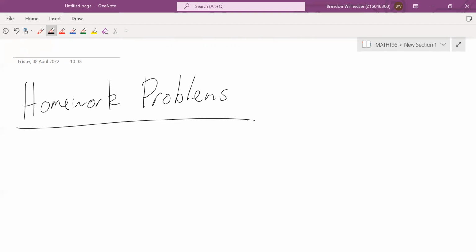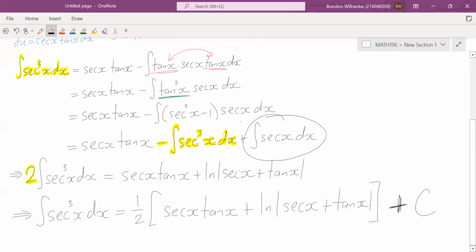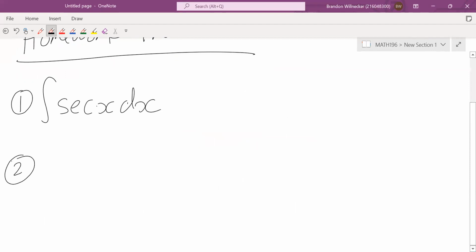Number 1 is the integral of sec x dx. I used that over here, and I gave you the answer here, but I just want you to prove that. So do that one, it's not too bad. Then another one, the integral of tan cubed x dx. That one's not too bad.